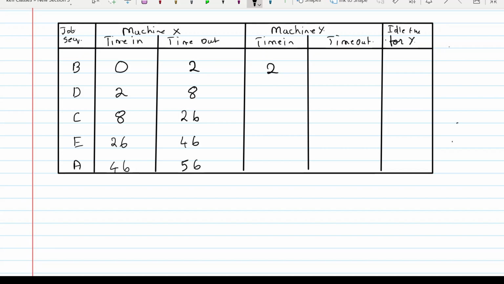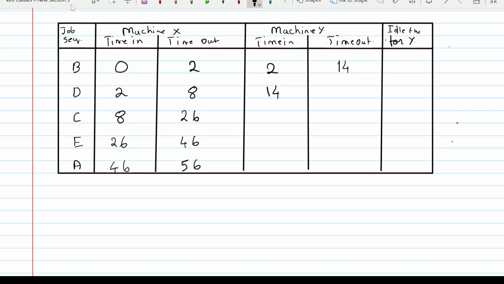12 minutes. So 2 plus 12 and that is going to be 14. Okay? Then what do you do next? What should happen over here? You have to check between 8 and 14. Whichever one is higher, that value comes here. Okay? So 14 will come in over here. So between 8 and 14, 14 is higher. 14 and it is job D.